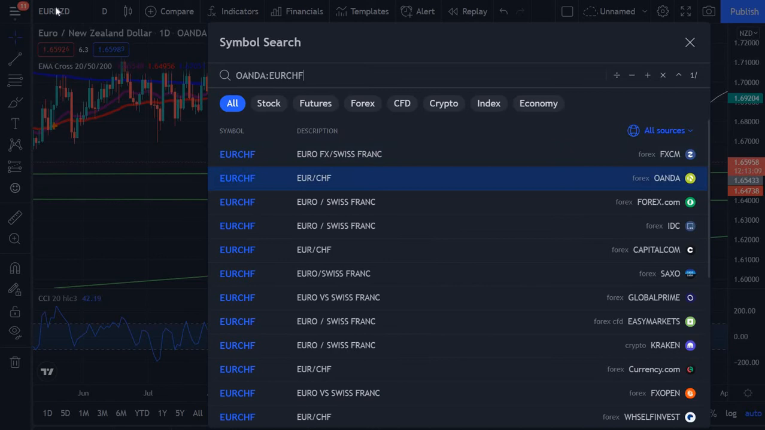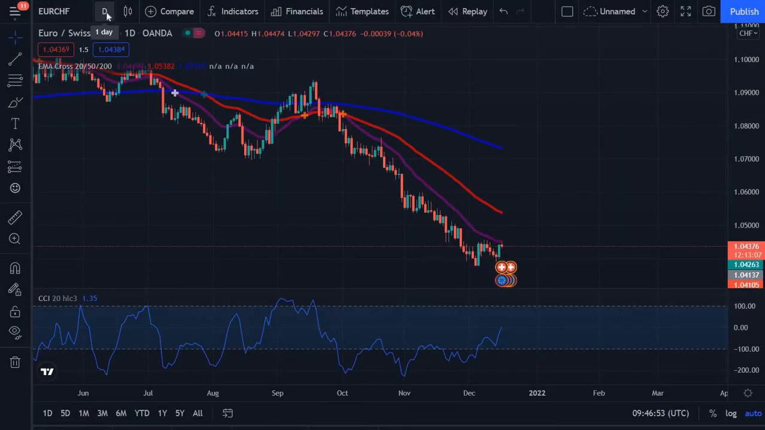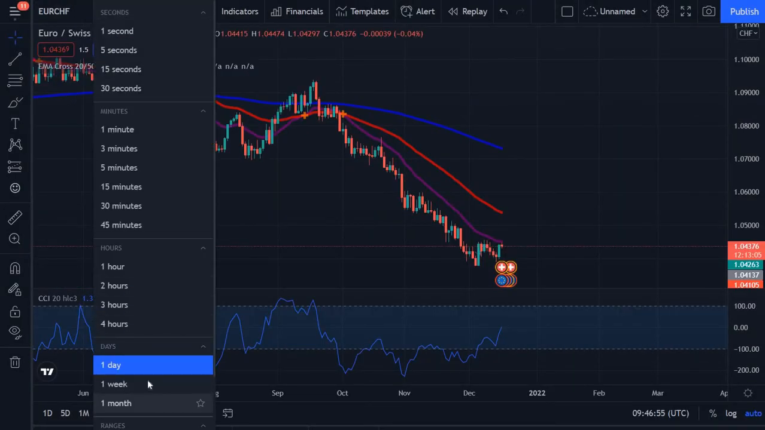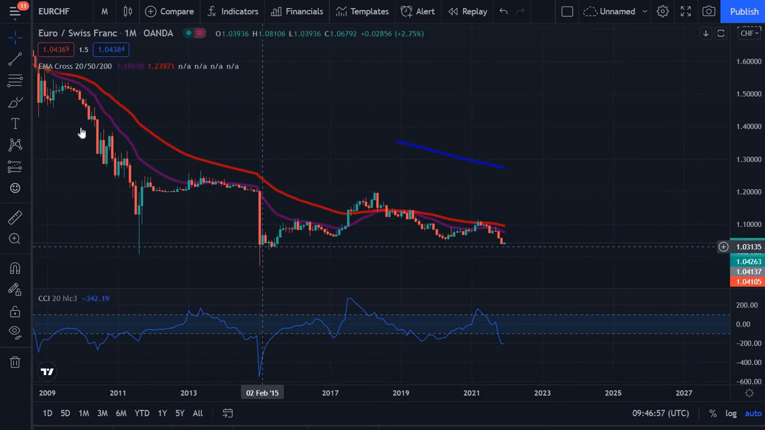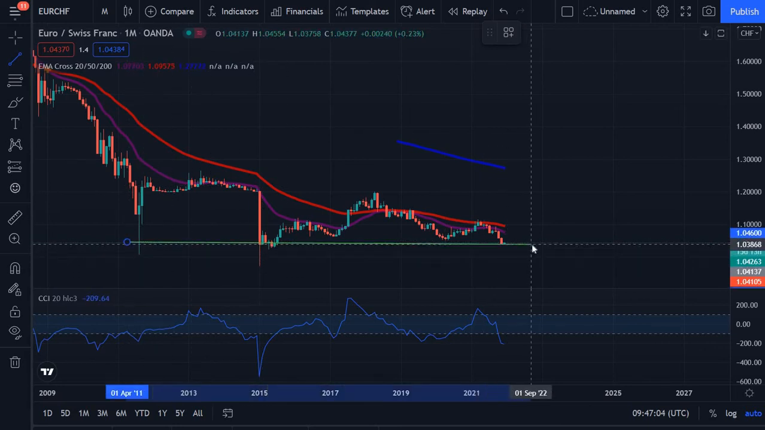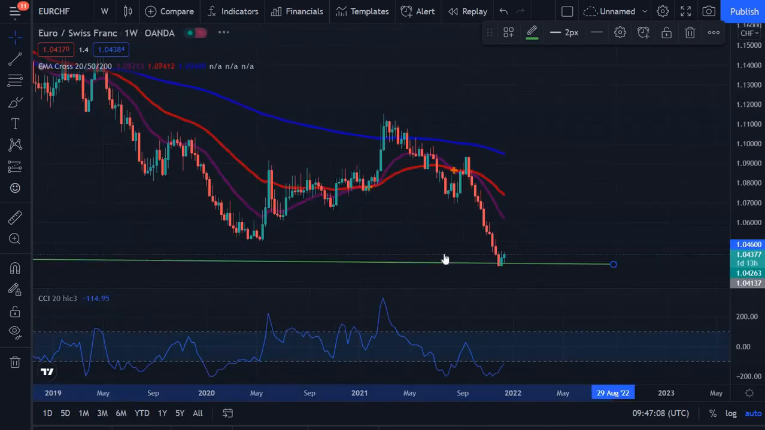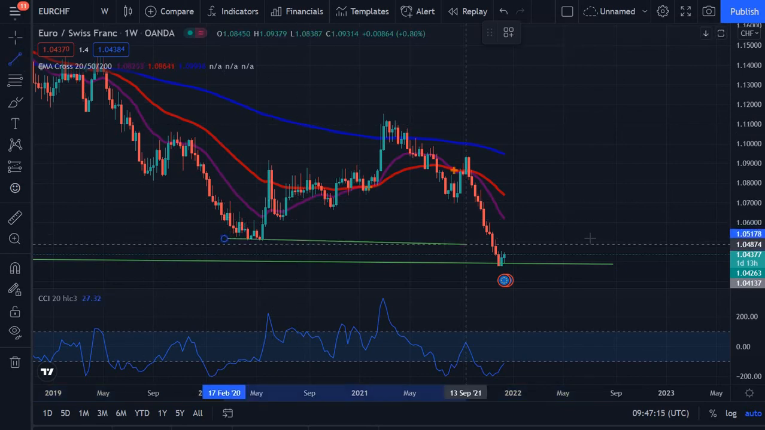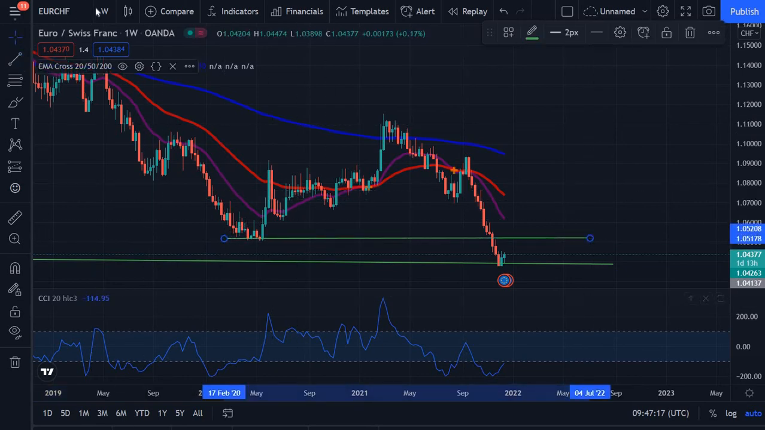Now checking the Euro Swiss franc, let's check the monthly. So pretty much reaching these lows here on the monthly. On the weekly we are turning a bit, so we could potentially target here this resistance line at the moment.